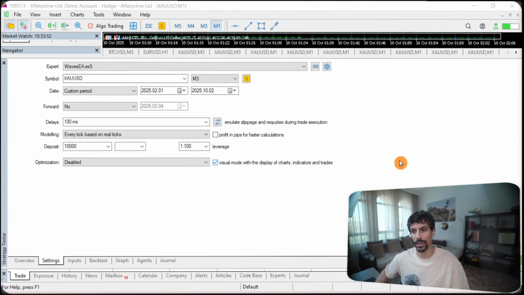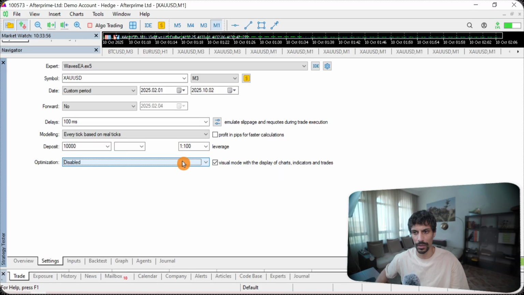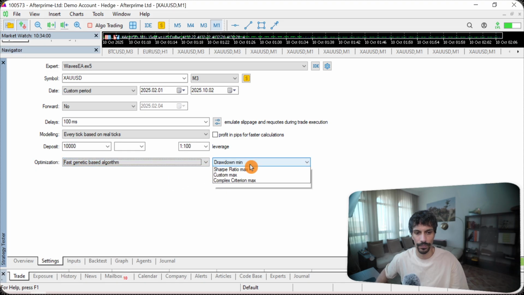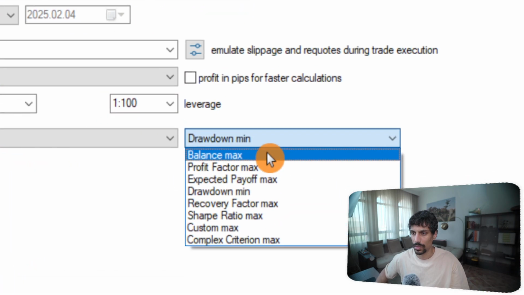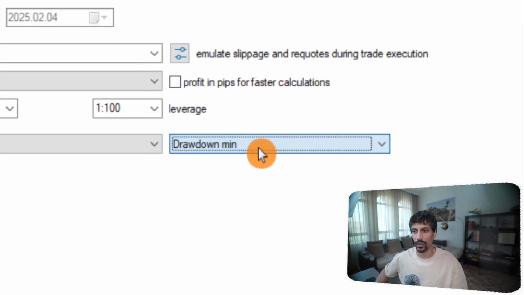And the function that I used is the balance max. So I chose balance max, and that's why you saw the huge rise. There's a bunch of different functions. We won't be using those.